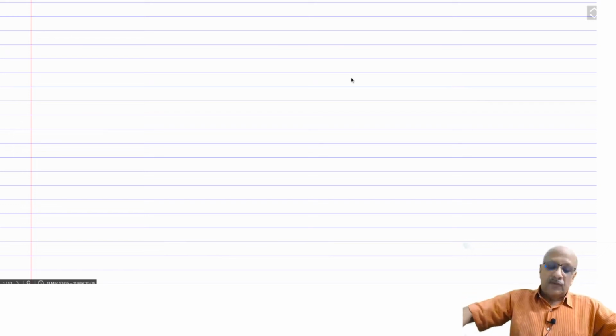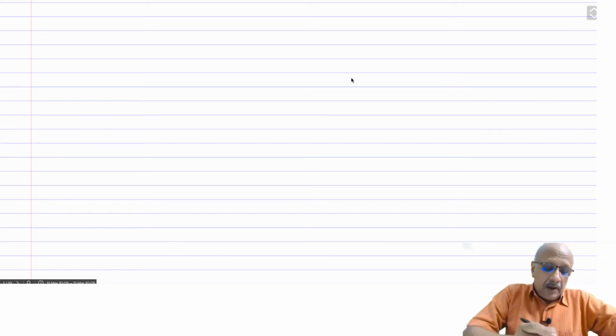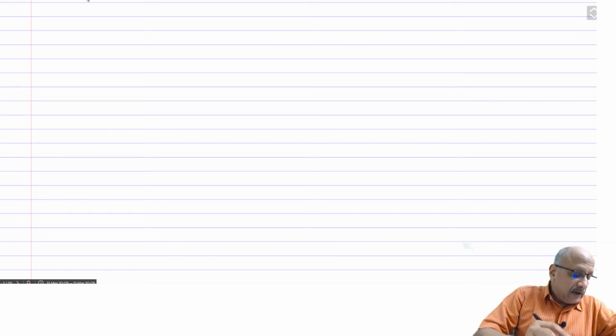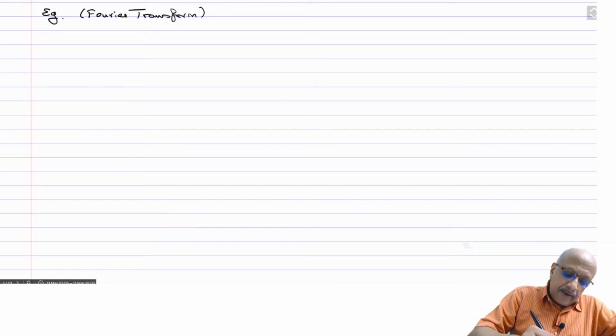We will now look at a few examples of the application of the dominated convergence theorem. So the first example is called the Fourier transform. So R^n equipped with Lebesgue measure.